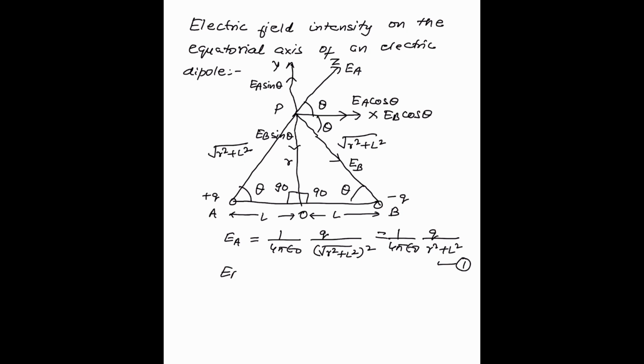Similarly, the value of EB will be equal to 1 by 4 pi epsilon 0 Q upon, again the distance is the same, PB and PA are the same, so under root R square plus L square whole square, which can be written as 1 by 4 pi epsilon 0 Q upon R square plus L square. Now it is clear from equations number 1 and 2 that the values of EA and EB are equal. So we can write that EA is equal to EB. Say this is our third equation.